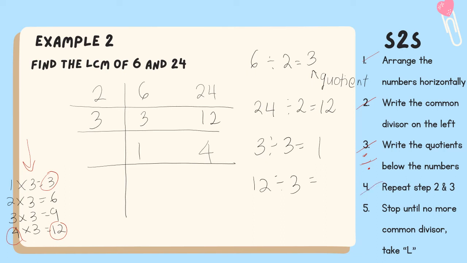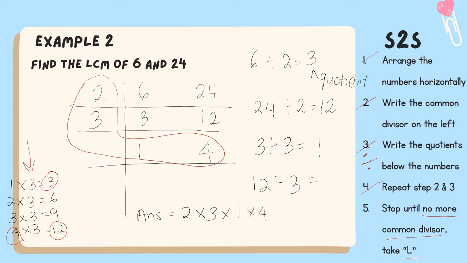So we have done step 4. Next, step 5, stop until there are no more common divisors. Take L. So we stop there, and then we're going to take the shape L over here. So our answer is 2 times 3 times 1 times 4. Or 2 times 3 is 6. 6 times 1 is 6. 6 times 4 is 24. So the answer is 24.